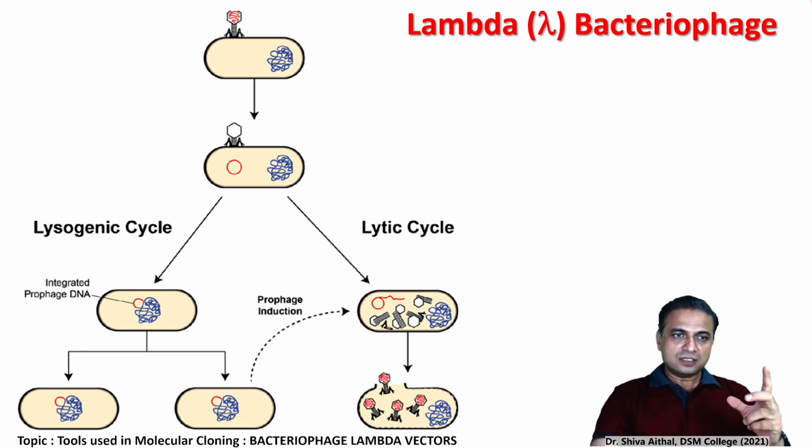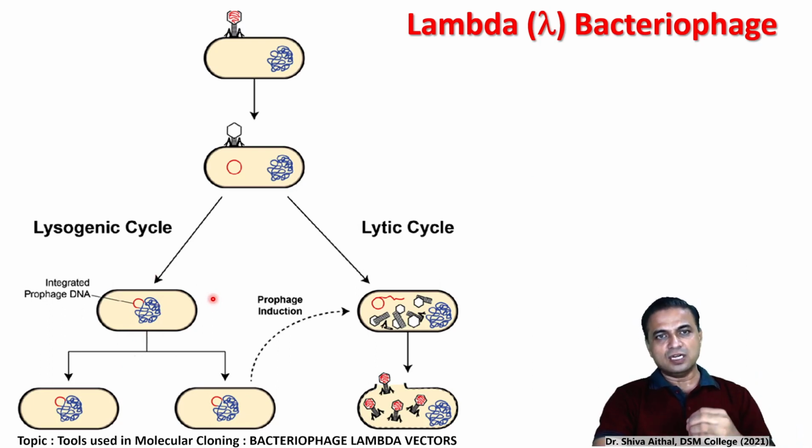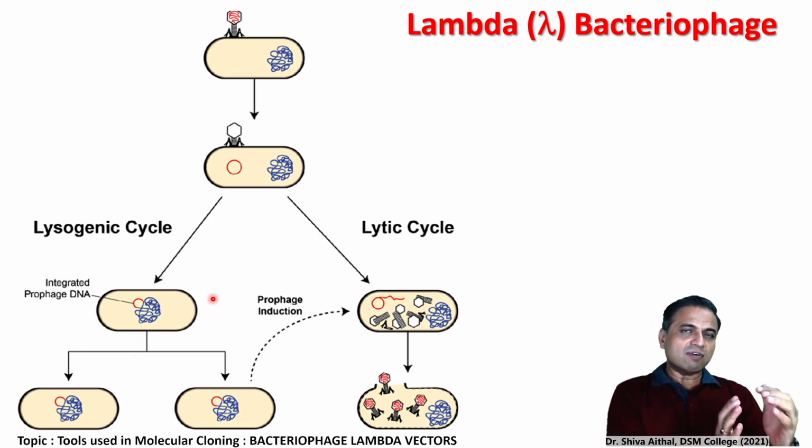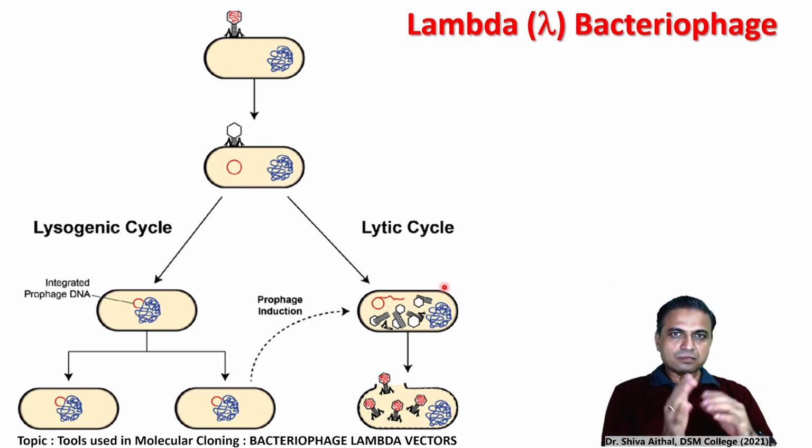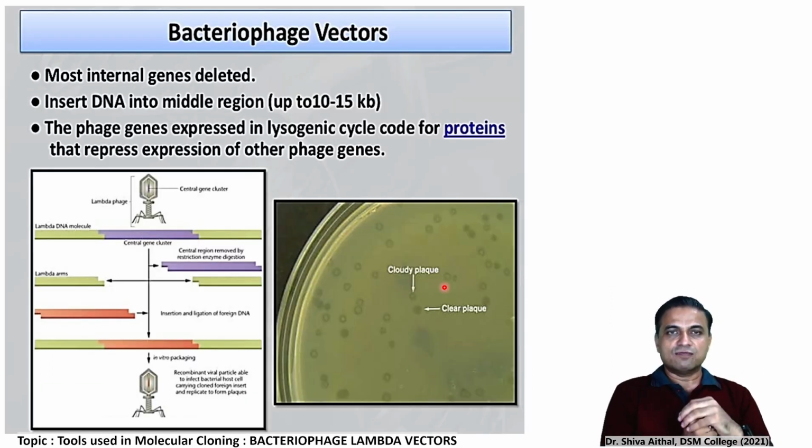So here the point is, it can enter into a lysogenic cycle where it integrates its own DNA into the bacterial DNA and survives as if nothing has happened, till the favorable condition is reached. Then, as you can see from this dotted arrow, one day it will again enter into the lytic cycle. This integration of the phage DNA into the bacterial DNA is what we are going to exploit as the molecular tool. That was just for your information.